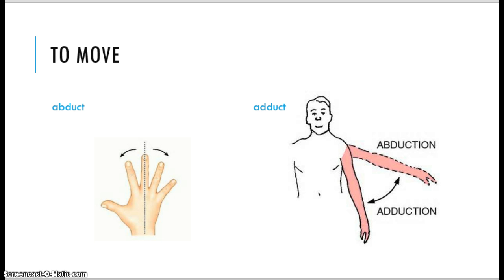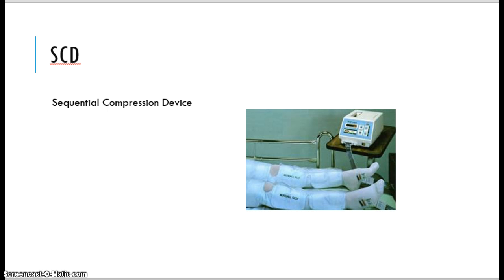To move something is to abduct or adduct, and that's a real easy one to miss on a test because they look very close with just one letter different. When you adduct, you bring something closer to the body, and when you abduct, you take it further away from the body. Where we see this a lot is when somebody has a total hip replacement and we have to put an abductor pillow between their legs, or abduct that hip, so that it does not come out of its new socket. And so you will oftentimes see an abductor pillow used post-surgically for your total hip replacement.